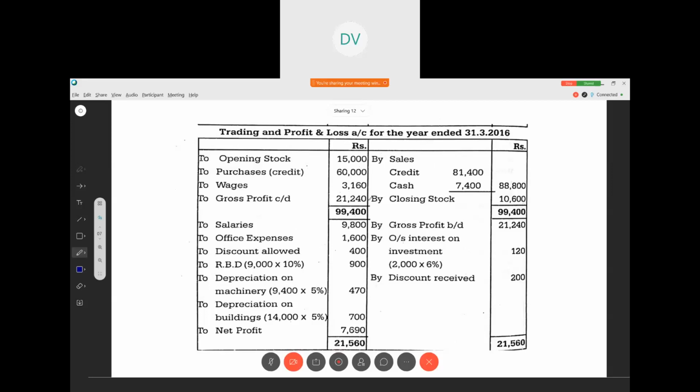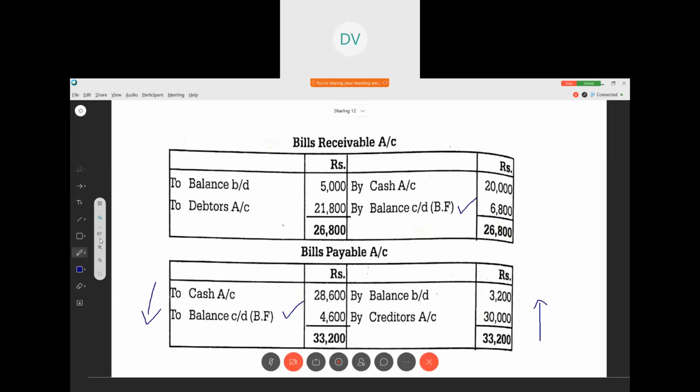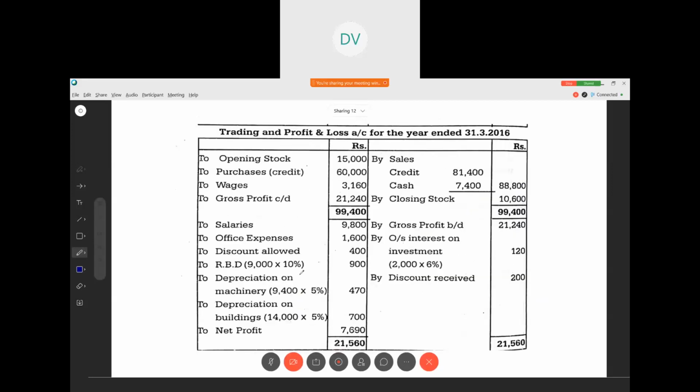Gross profit brought down. Other expenses: salaries, office expenses, discount allowed, reserve for bad debts. See here, 9,000. What is this 9,000 amount? You should be very careful. 9,000 is the closing balance of the debtors. Right? We should not take opening because there are so many adjustments. So 9,000, 10%. Then depreciation on machinery. Depreciation on building, 5% it is given.